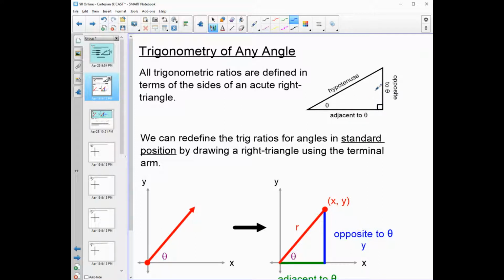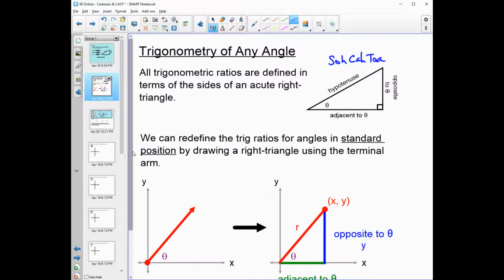Now we start with our familiar right-angled triangle. We talk about the sides, the opposite side, the adjacent side, and the hypotenuse with respect to theta. We use the mnemonic SOHCAHTOA to help us remember how those ratios relate to each other. Sine goes with opposite over hypotenuse, cosine adjacent over hypotenuse, tangent opposite over adjacent.